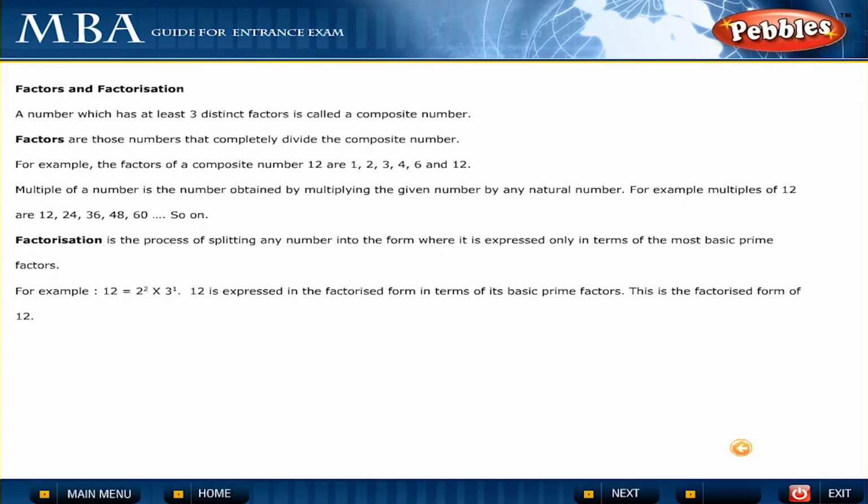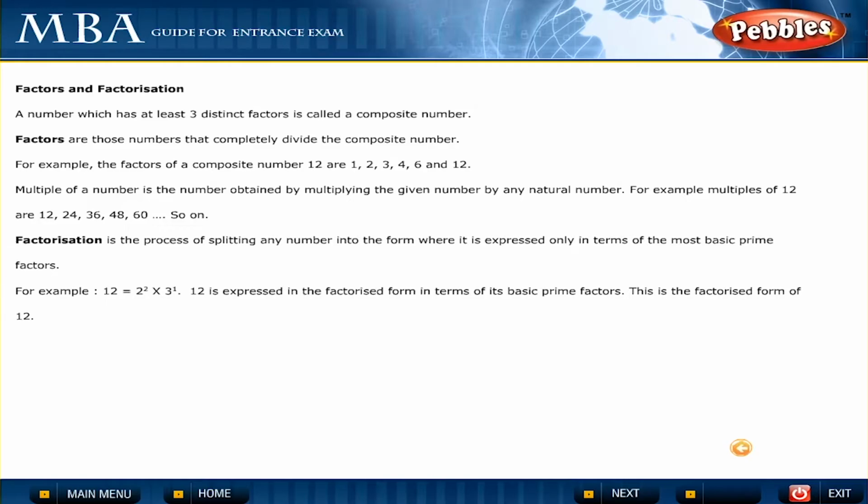Factors and factorization. A number which has at least 3 distinct factors is called a composite number. Factors are those numbers that completely divide the composite number. For example, the factors of the composite number 12 are 1, 2, 3, 4, 6 and 12. A multiple of a number is the number obtained by multiplying the given number by any natural number. For example, multiples of 12 are 12, 24, 36, 48, 60, and so on.